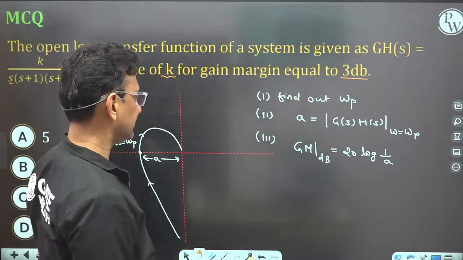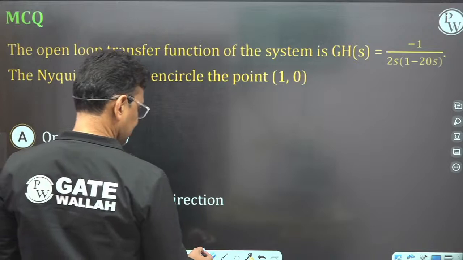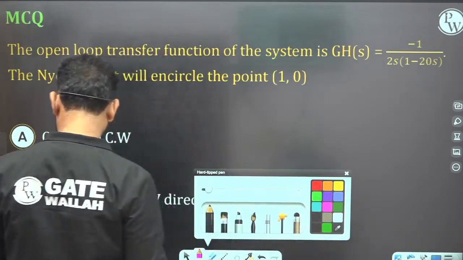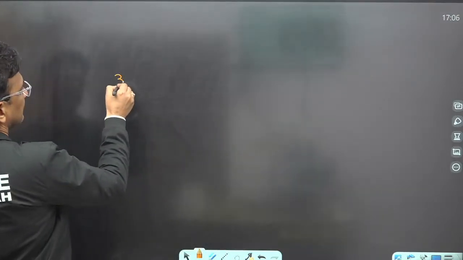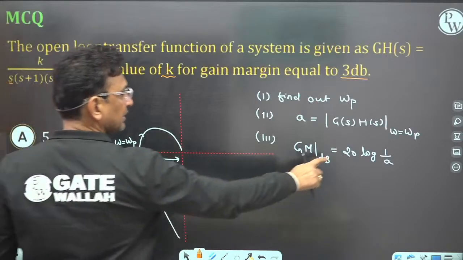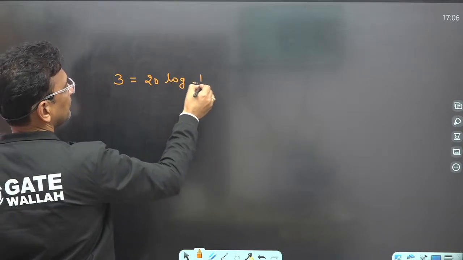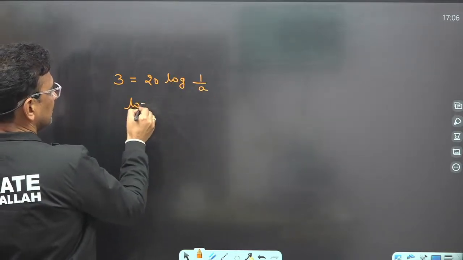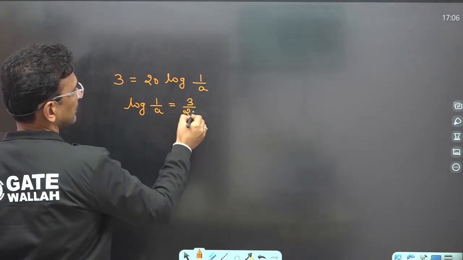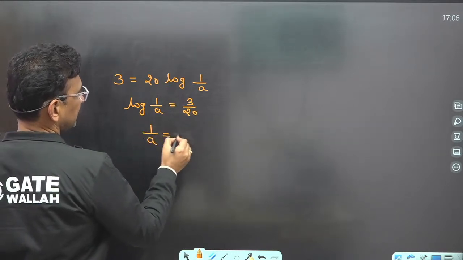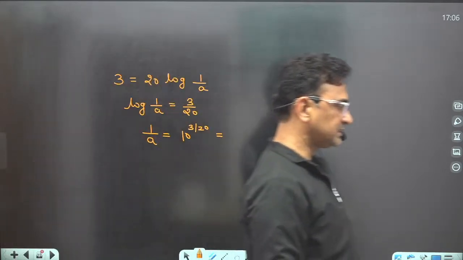So this is given. Gain margin is 3 decibel. So the third one is given, it is 3 decibel. Three decibel is the gain margin, 20 log 1 upon A. That means log, which is at base 10, of 1 upon A is 3 upon 20. So what is 1 upon A? 1 upon A will be 10 raised to the power 3 by 20.